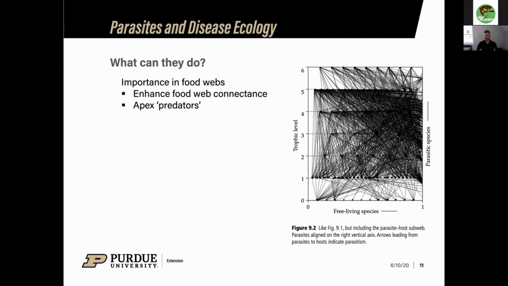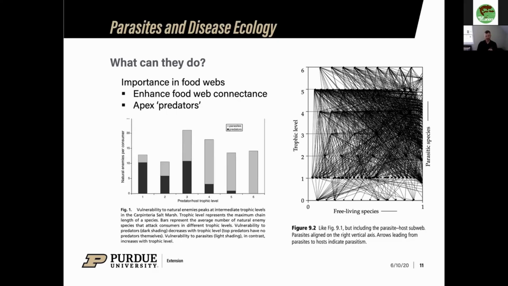And also from this same study, what they looked at was basically who's eating who when it comes to the natural enemies in these systems based on the trophic level. In this diagram, on the x-axis is the trophic level, going from basal trophic level 1 all the way up to the apex at trophic level 6. What they're showing here is the natural enemies per consumer. If you have predators, that's in the dark part of the bar. And if it's a parasite, it's in the white portion.